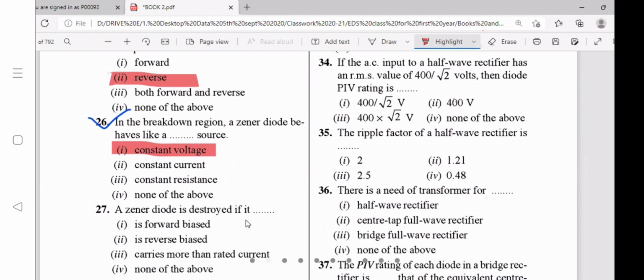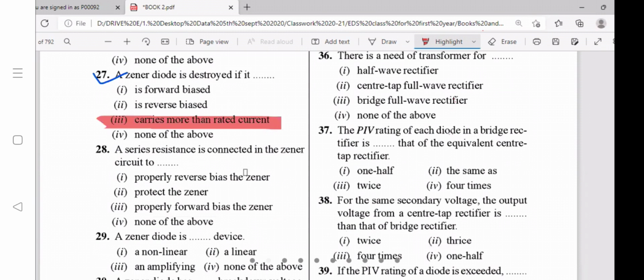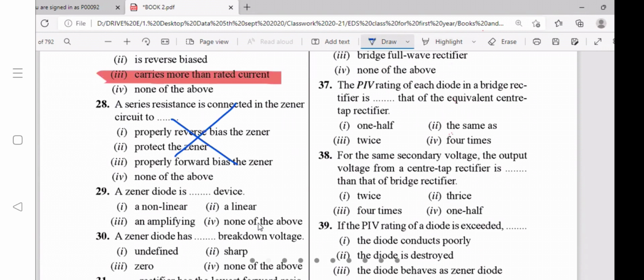If a Zener diode is given more current than rated, it will be destroyed. So a Zener diode is destroyed if it carries more than rated current. Series resistance connections we haven't taught yet, so these questions we will discuss after finishing that.